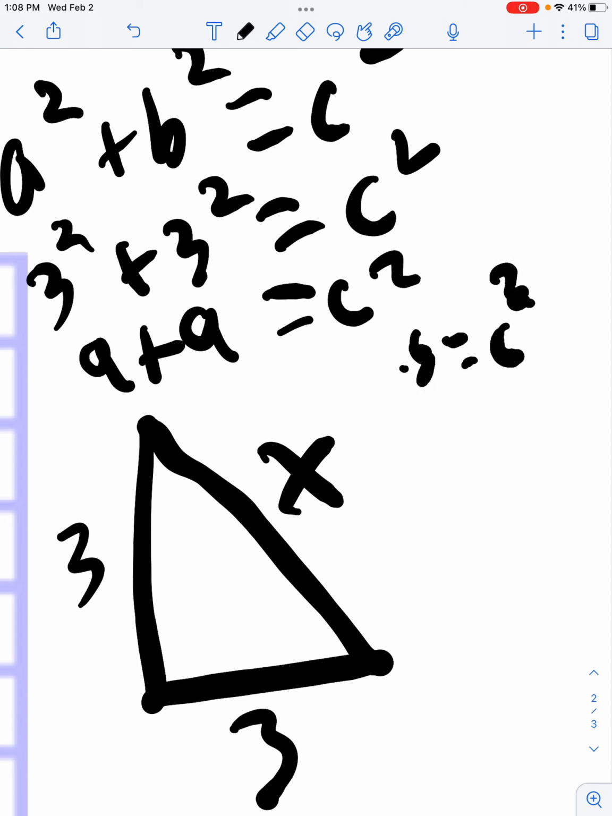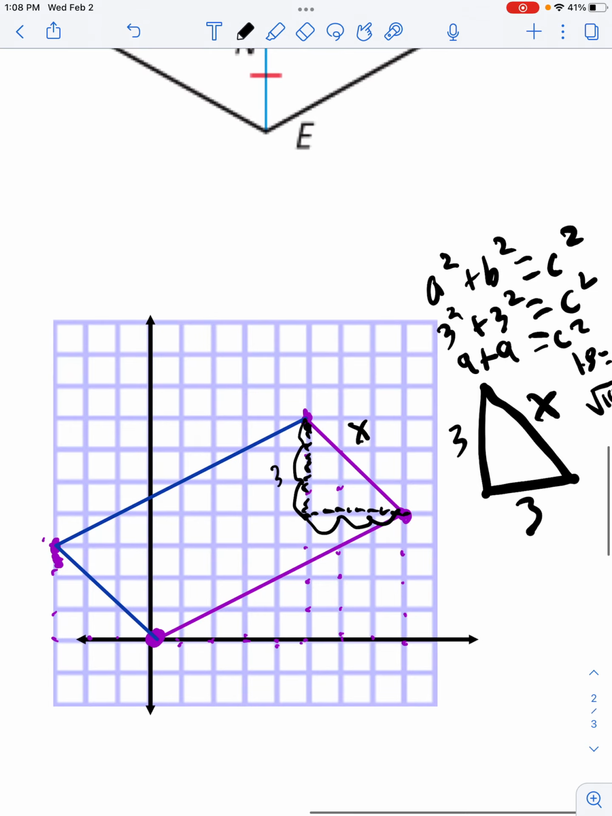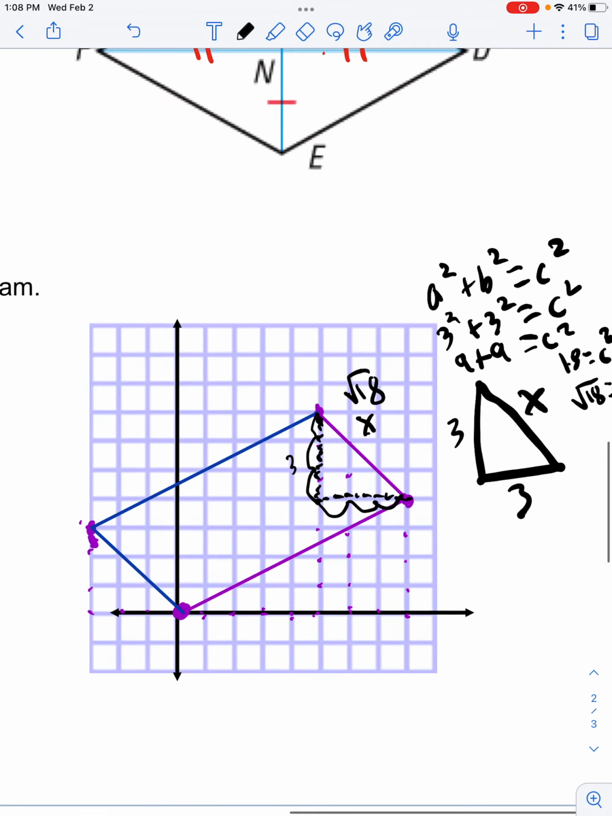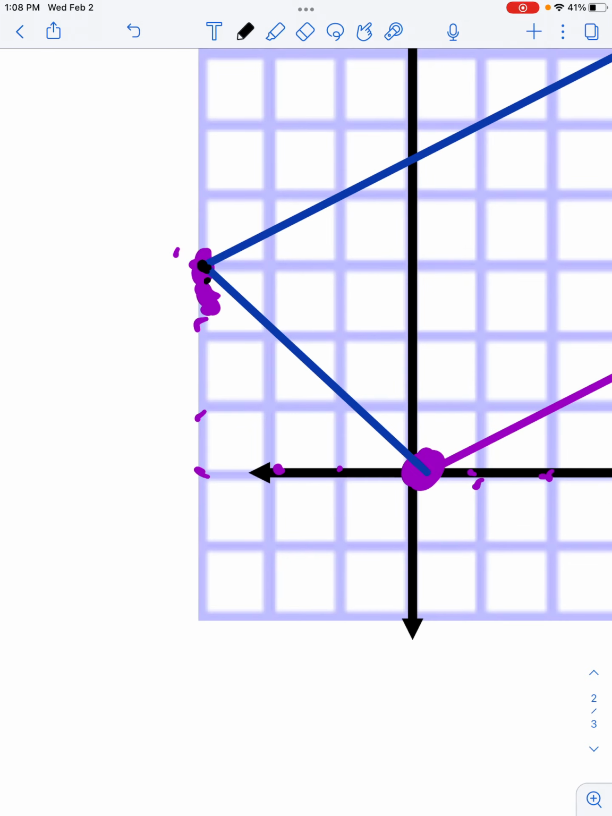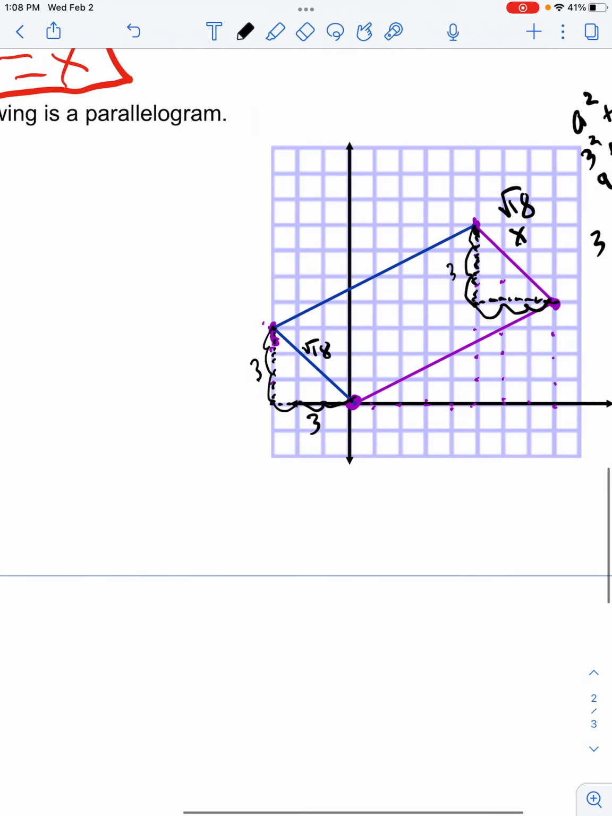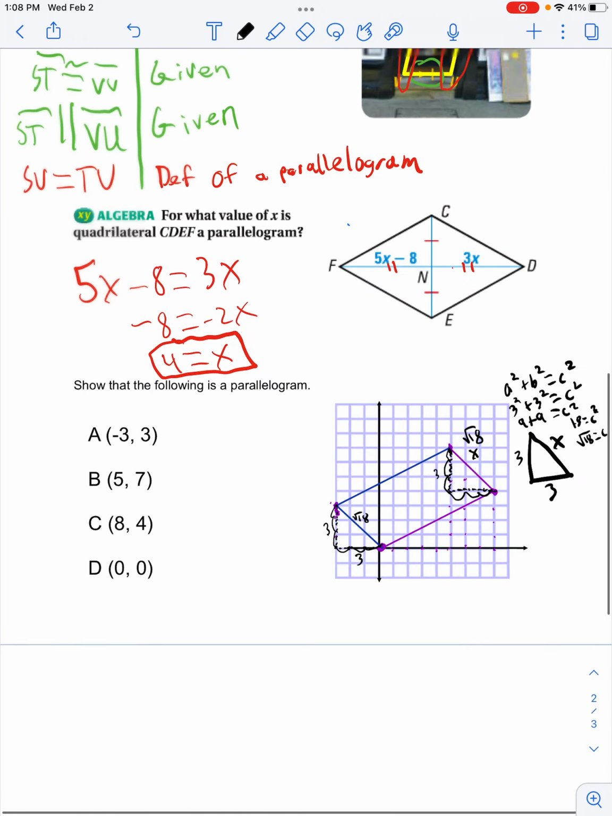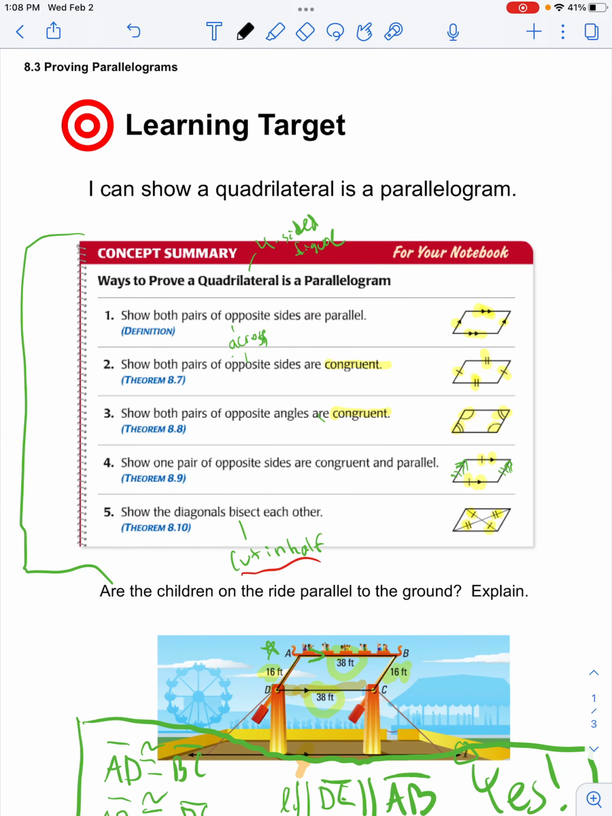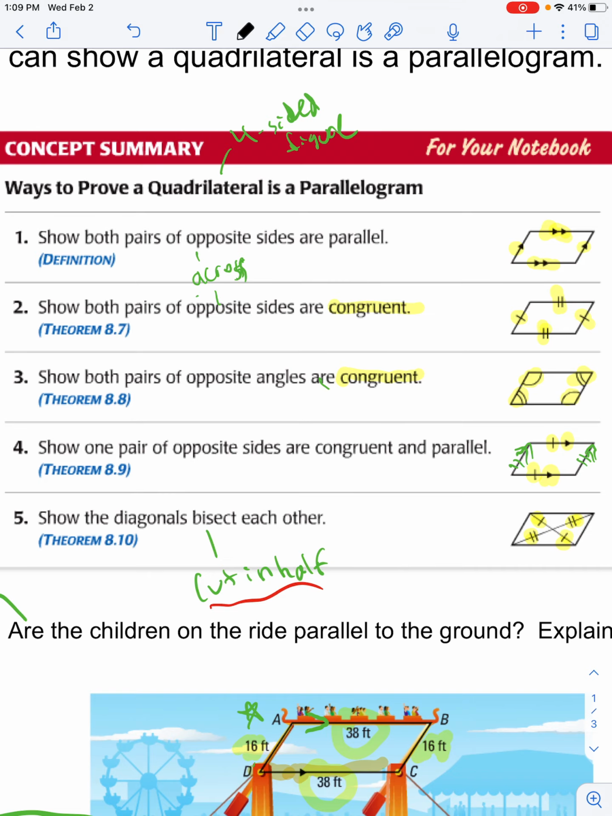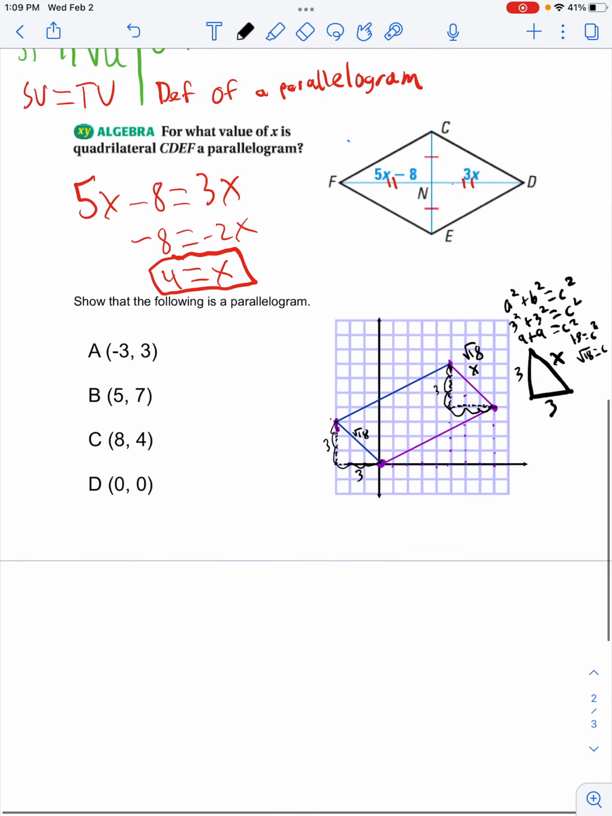But we don't want c squared. We want c. So we need the square root of 18. So let's go ahead and double check. Did we get the same thing over here? 1, 2, 3. 1, 2, 3. Yep, so I know that this is also the square root of 18. So there's a lot of those different theorems that we could use. Maybe let's just look and say, hey, we're going to use the fourth one here where we show that they are parallel and congruent.